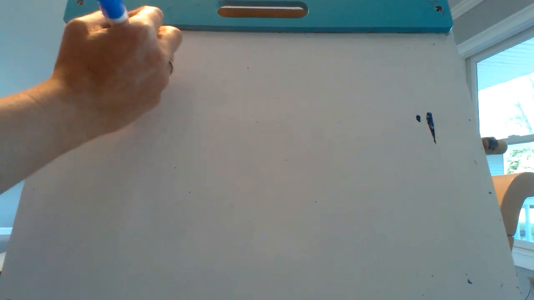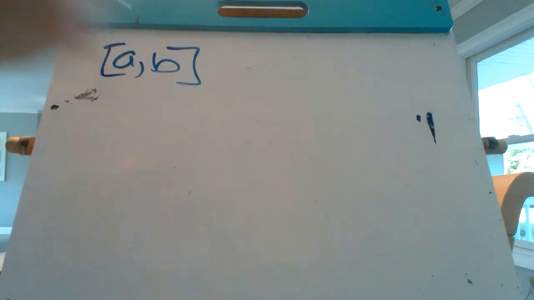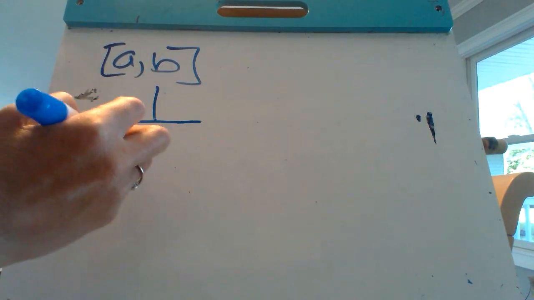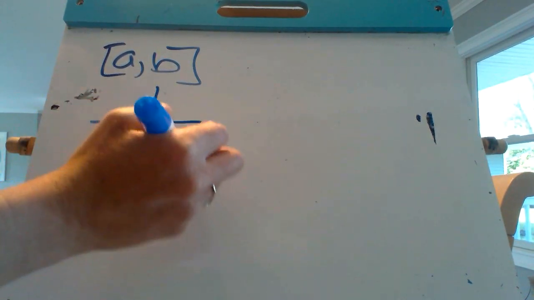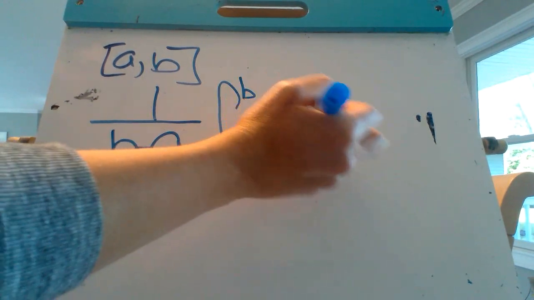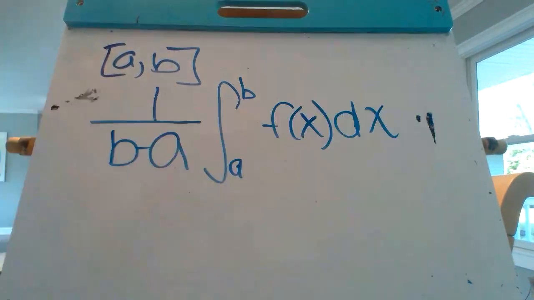All right, so there is a formula we can use for the average value. So, of course, we're talking about a function. It's smooth and continuous on a closed interval from A to B. To find the average value of f, we have this formula: 1 over b minus a, and then the integral from a to b of f of x dx. All right, so let's use this on an example.